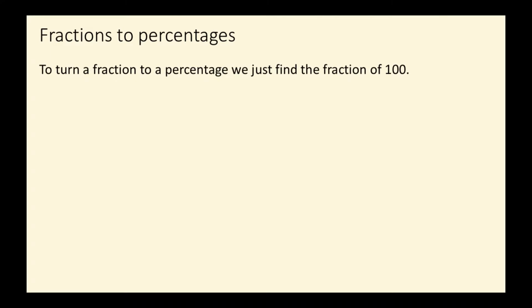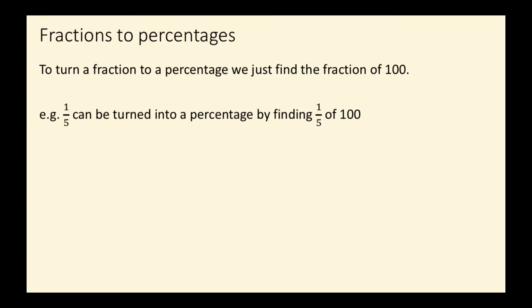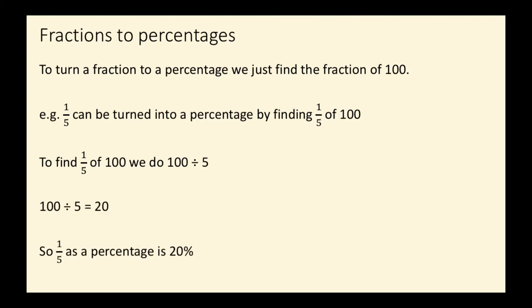Okay, so fractions to percentages then now. To turn a fraction to a percentage, we just find the fraction of 100. So for example, if I wanted to say what is a fifth as a percentage, a fifth can be turned into a percentage by finding a fifth of 100, because a percentage means out of 100. So just keep 100 in mind and you should be able to remember all the steps. To find a fifth of 100, we're just going to split 100 into 5 pieces. So that's 100 divided by 5. 100 divided by 5 is 20. So 1/5 as a percentage is 20%.